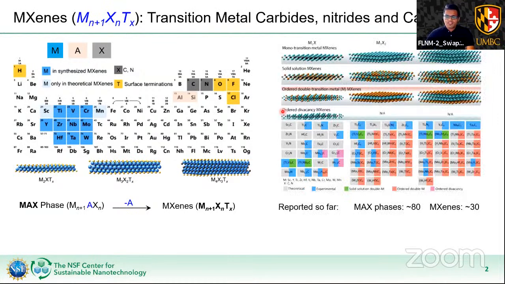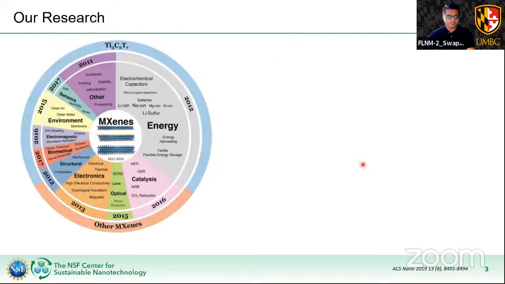So MXene is just not one material, with 3 different configurations in general: M2X, M3X2, and M4X3. It's a pretty vast family of materials, with some 30 MXenes known so far and 80 MAX phases already reported. Well, if you look at this particular diagram here, it tells us the story of MXenes in the last 10 years.